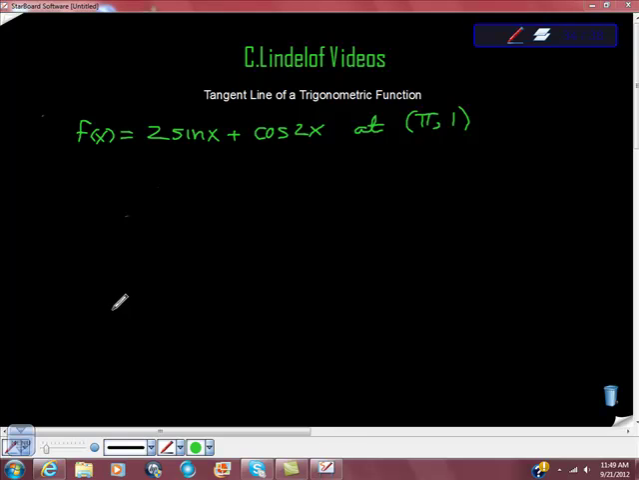So it's AP Calculus. We're looking for the line tangent to a trigonometric function. Specifically, Billy, we have f of x is equal to 2 sine x plus cosine 2x at the point pi, 1. Good enough? So let's try to get through this.